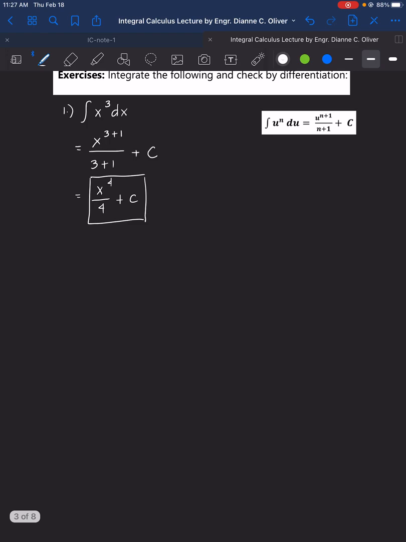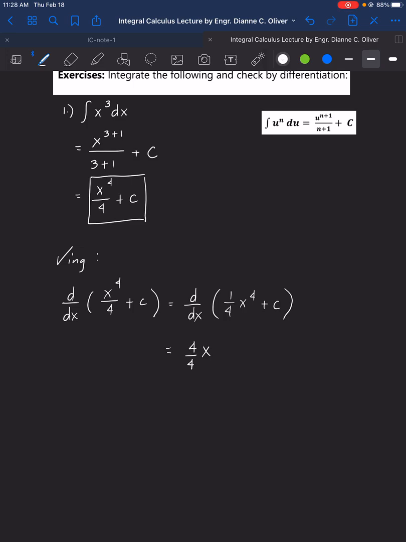So let's check by differentiation. So checking. We have the derivative of x raised to 4 over 4 plus c, that is equal to d/dx of 1/4 x raised to 4 plus c. What happens in derivative is you copy the base, bring down the exponent, which becomes 4 over 4, then you minus 1 from the exponent, then plus the derivative of c, which is 0.